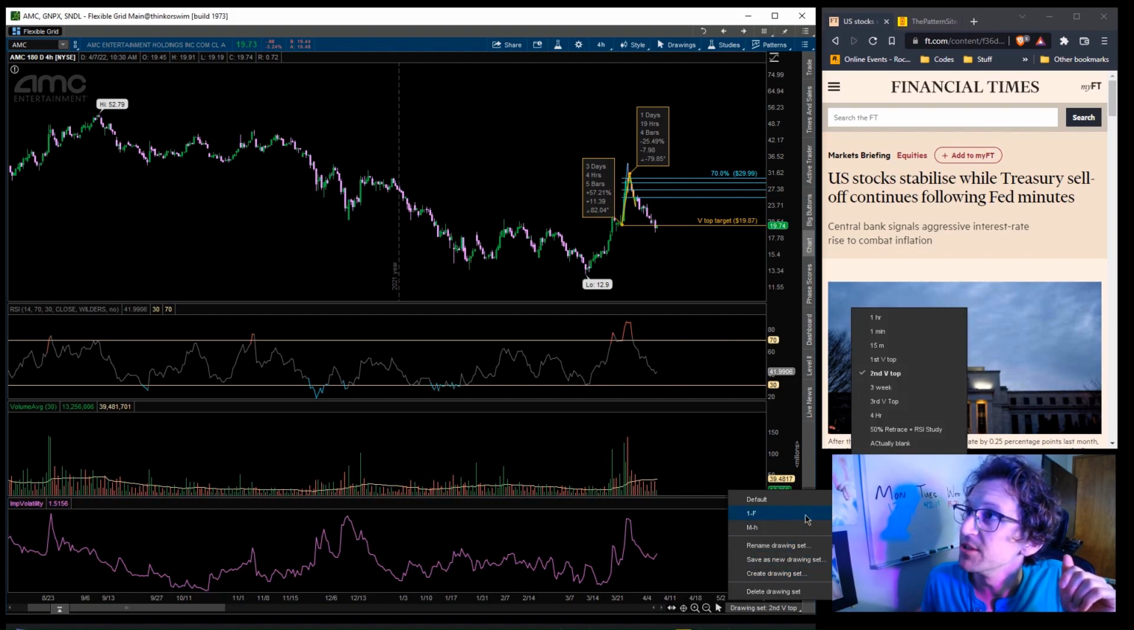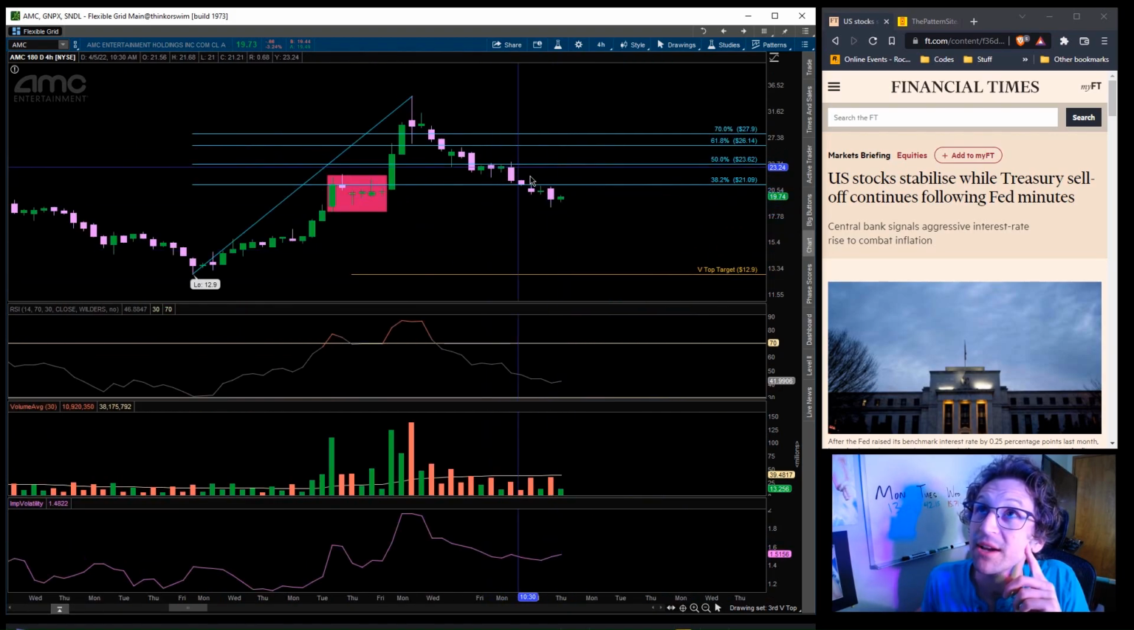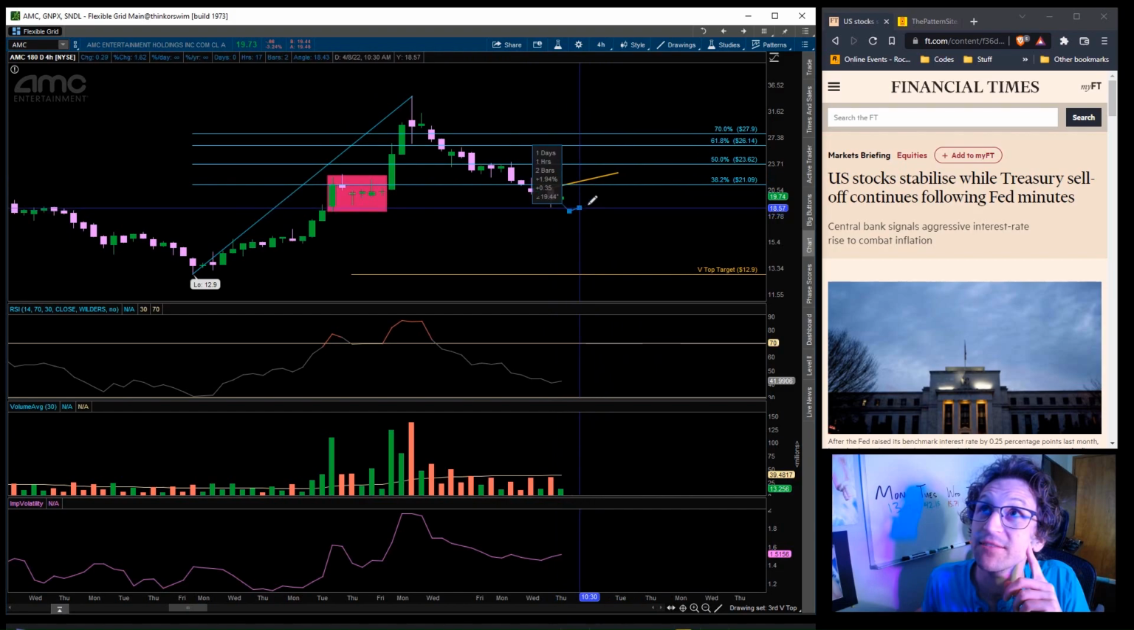Now let's see, which chart is it on? Third V-top, here we go. So as you can see, the price has fallen below the 38.2 retracement level, which in our fractal would indicate it's time to start seeing that handle start to form. And I don't know where it's going to occur, if it's going to point up like this, or if it's going to point down like a downward channel like the last one did.